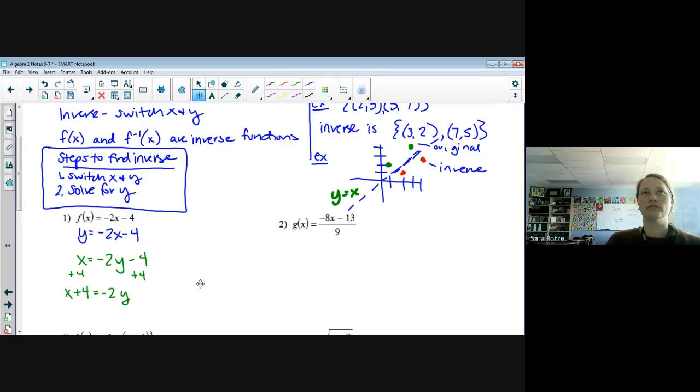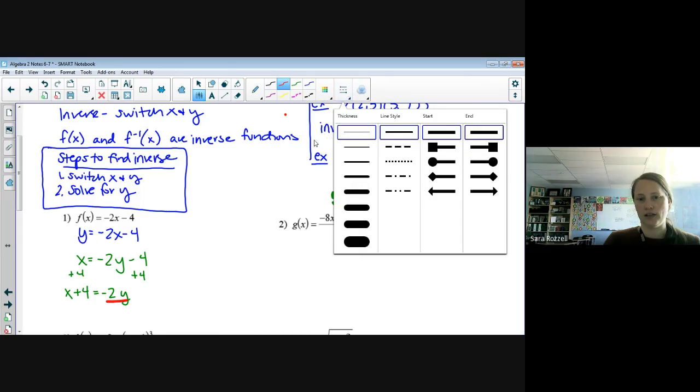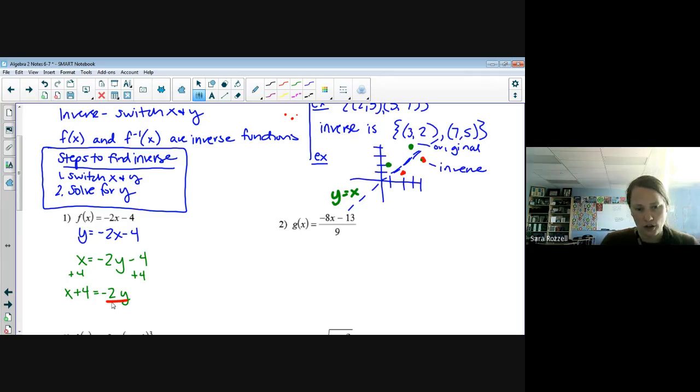Is y almost by itself? Yep. What do we need to do next to get it all the way alone? Divide by -2. And you might see this written in two different ways. I want to make sure that y'all are okay with both of them. It might just be written like that, where you have y equals x plus 4 all over -2. Or remember, when you divide the whole thing, you can put the -2 underneath each of them. You could also see it written like that. And then you would have to simplify those.